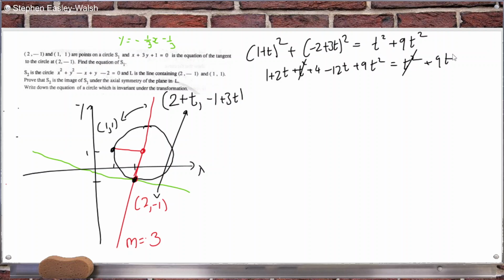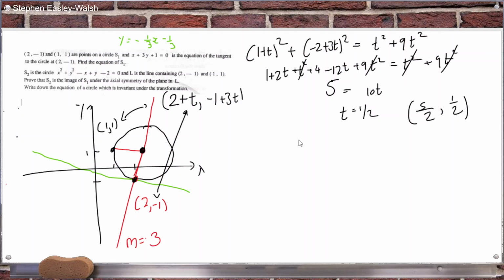And that cancels. So taking the t's to the right, 12t minus 2t is 10t. 4 plus 1 is 5. So t is a half. So the point is 2.5, and then -1 plus 3 times a half, 3.5. So that's a half, isn't it? Okay, so that's where this point is.